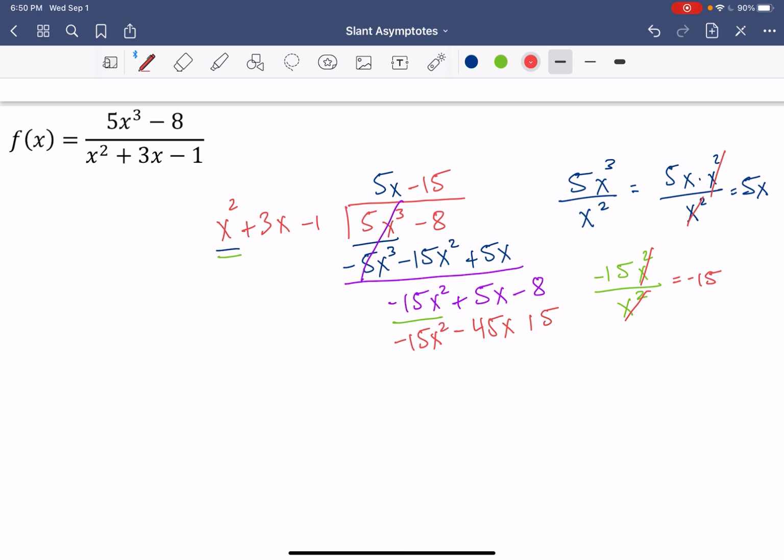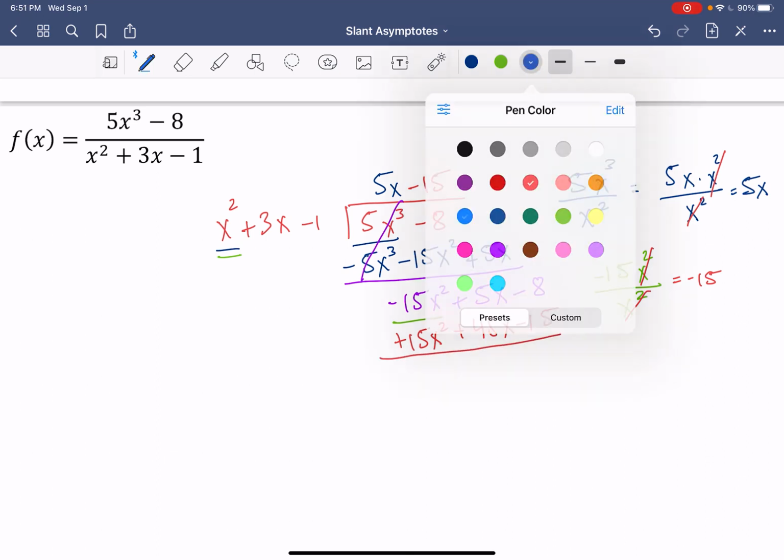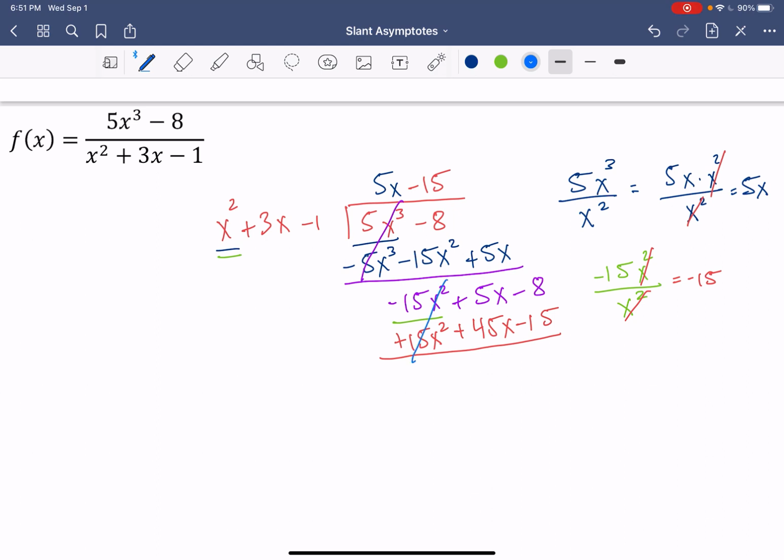Okay, now we'll switch all the signs. So these two negatives become positives, and the positive becomes negative, and we will combine like terms. So the 15x squared cancel out the 15x squared. The 45 plus 5x becomes 50x, and negative 8 plus negative 15 is negative 23. Okay, so let's say you would keep going, so dividing the highest term from the inside with the highest term from the outside. So that's 50x divided by x squared.